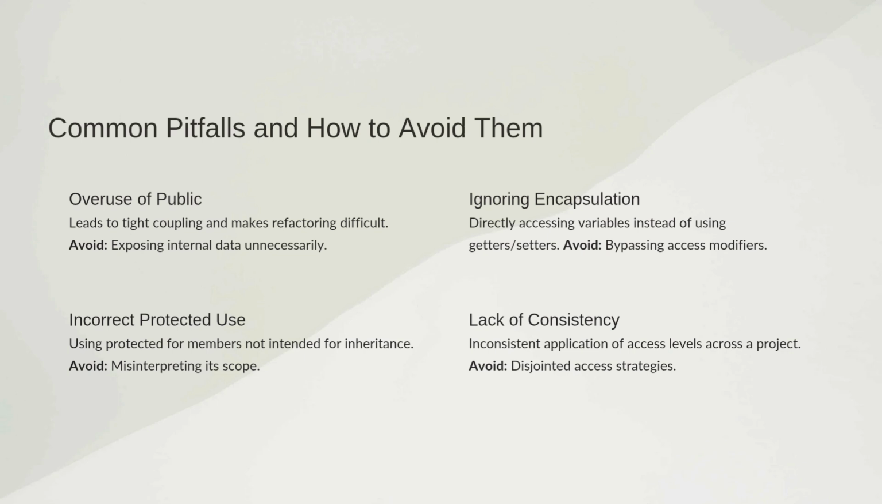Avoid bypassing access modifiers. Incorrect protected use: using protected for members not intended for inheritance. Avoid misinterpreting its scope. Lack of consistency: inconsistent application of access levels across a project. Avoid disjointed access strategies. Key takeaways and further exploration.